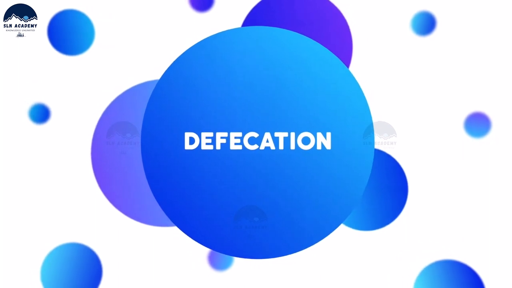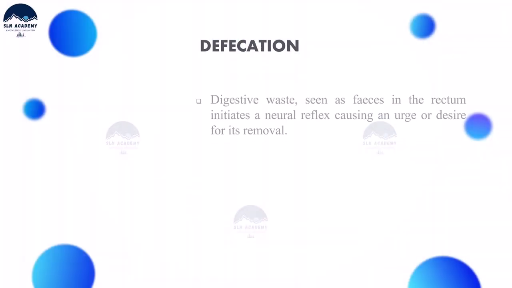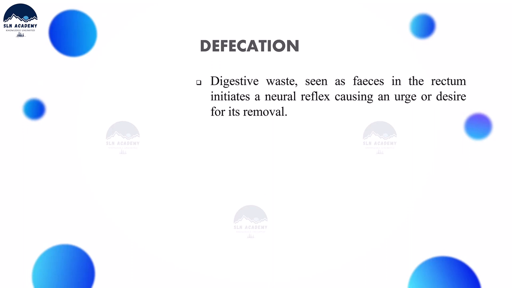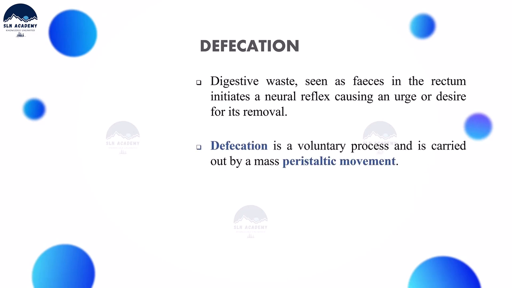Defecation. Digestive waste seen as feces in the rectum initiates a neural reflex causing an urge or desire for its removal. Defecation is a voluntary process and is carried out by a mass of peristaltic movement. Feces is ejected outside through the anal opening.